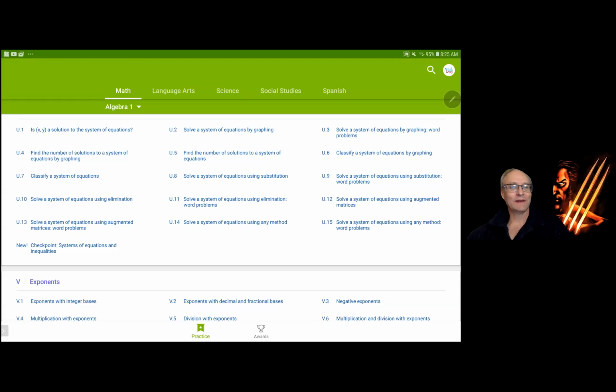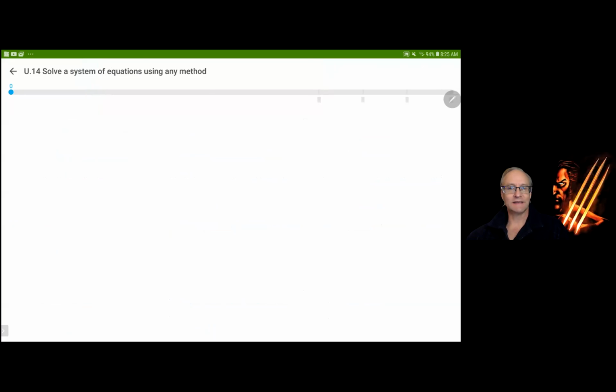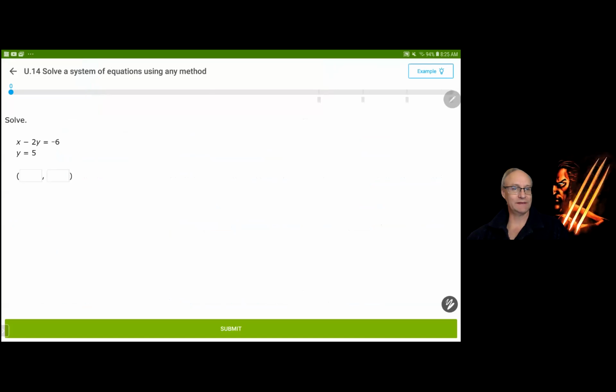Everybody. We're going to do one of the last two sections in the U section, which is systems of equations for Algebra 1, IXL. And we're going to solve a system of equations using any method. So I assume that they're going to give us different setups, and we're going to have to decide on a good method. I have not previewed it, so it's a nice surprise. We're doing U14. And let's take a look. I gave myself a little more space this time.